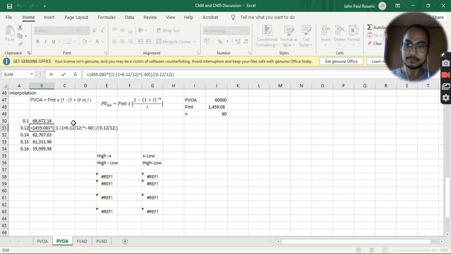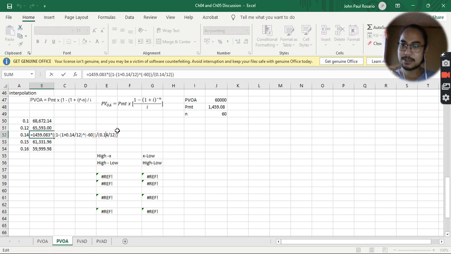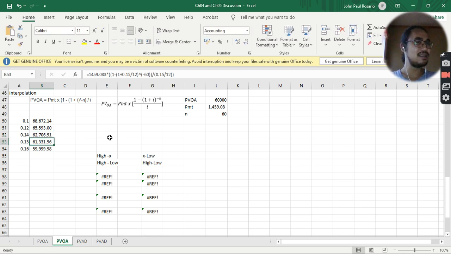So ayun. So 1459.8 percent divided by 12 is negative 60, 0.12. That should give us a present value of 65. Still far. Okay, another 2%. So 14. So let's try 14%. 0.14. It should give us 62. So 62, we are getting close. So let's go back to one-percent gaps.